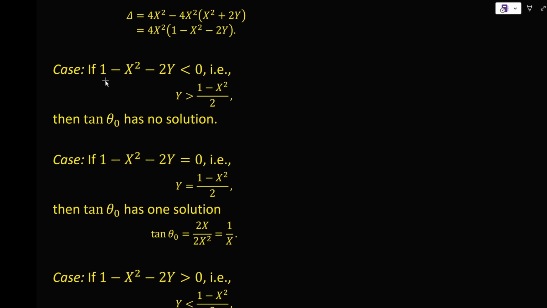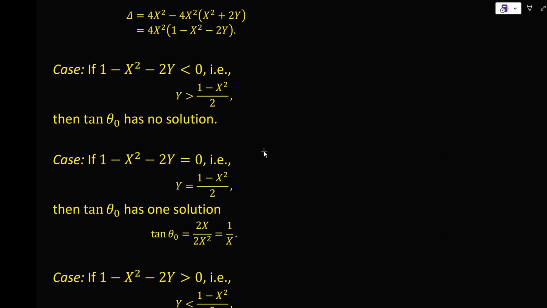So case number one, if 1 minus X squared minus 2Y is less than 0, then the quadratic equation has no solution. Notice the inequality for the condition of this case can be written equivalently as Y greater than (1 minus X squared) over 2.